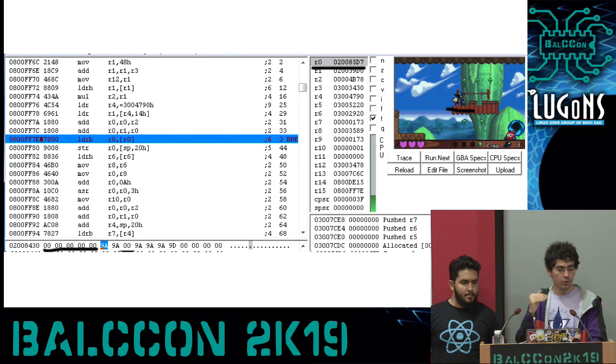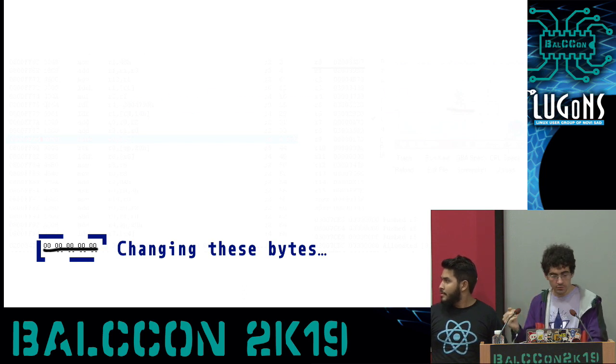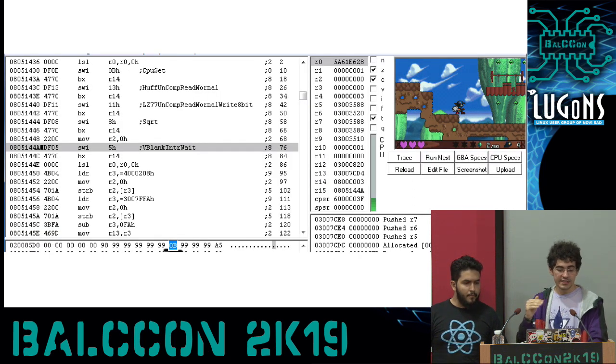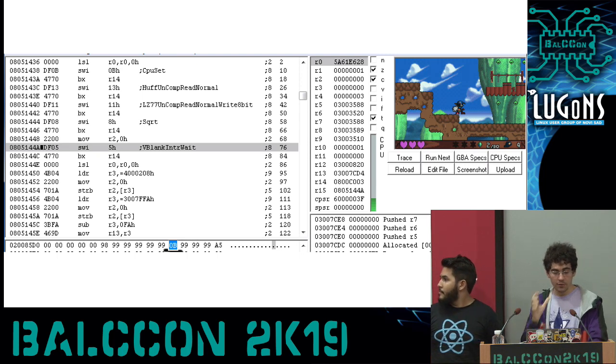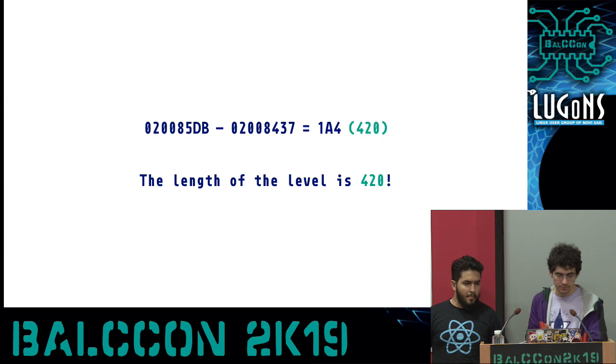Then we need to drop Clonal one level below in order to get the address of the tile of the second level. To do it, we just need to change the tile below him to 0, 0. And we can see that Clonal is one level below now. And as the last step, we need to get the address of the tile B. And we know that the tile B is near him. We can find this tile, change the tiles around it.